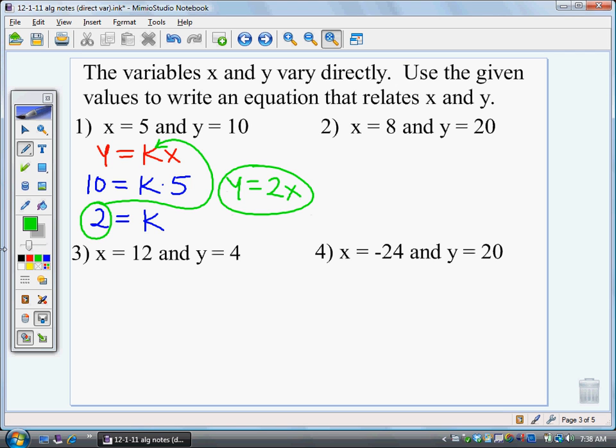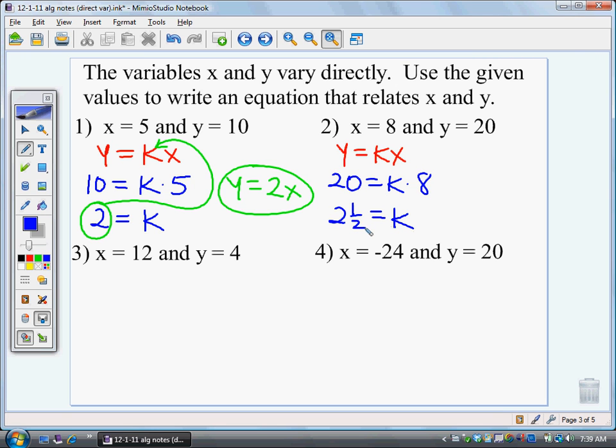And that's it. Basically what we're doing here is finding the slope. We could do this other ways, but in this particular case, all we're doing is plugging into this equation and solving it for k, which then allows us to write the equation. If you look at the second one, we do the same thing. y equals kx. We plug in, y is 20, x is 8. Divide both sides by x, and we're going to get that k.